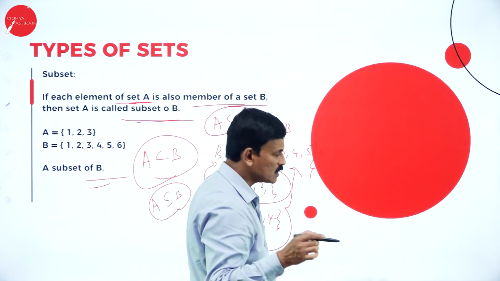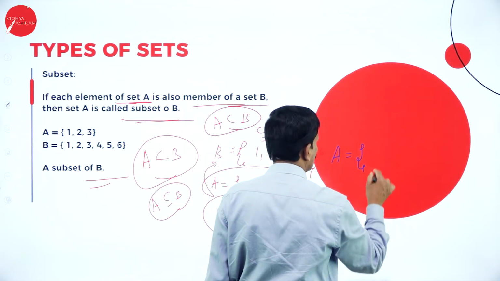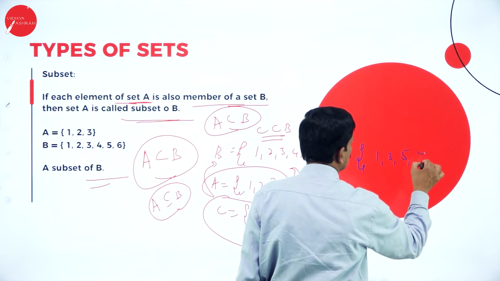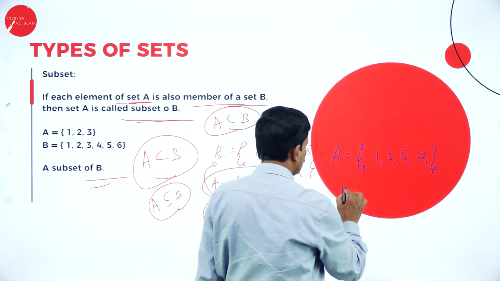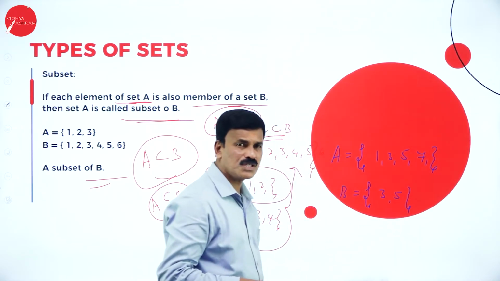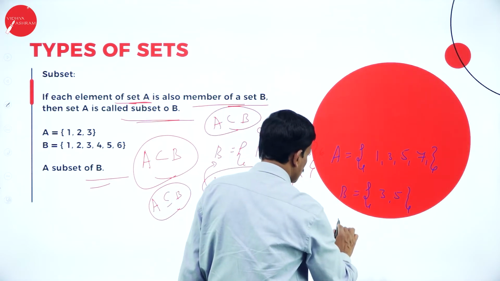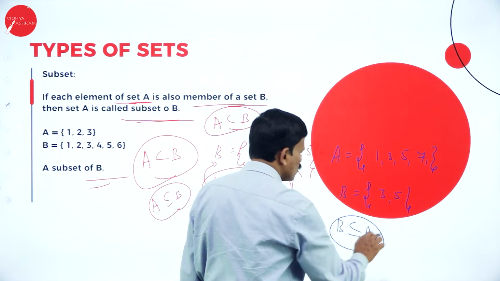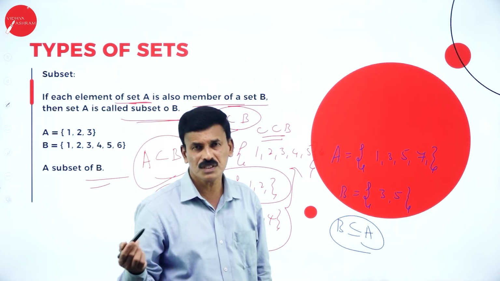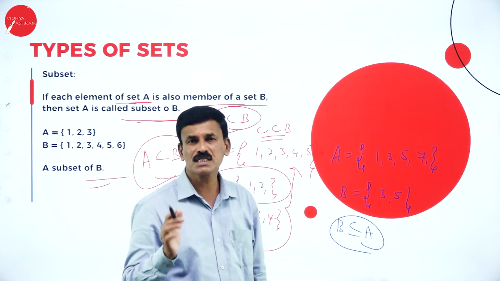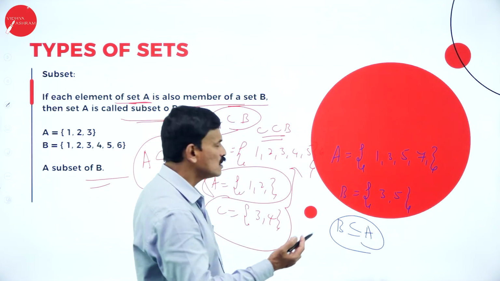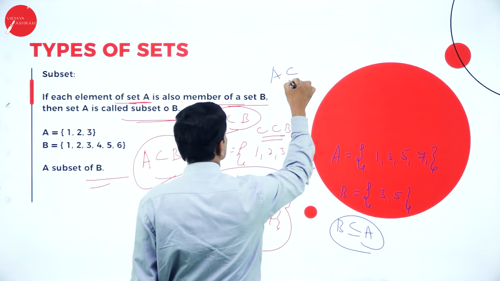Let me take one more example. If A contains 1, 3, 5, 7, then B contains 3, 5. Then what do you say from these two? B is the subset of A, because all the elements of B are the elements of set A. That's it. So if all the elements of the set A are the elements of the set B, then A is called the subset of B, denoted as A is the subset of B.